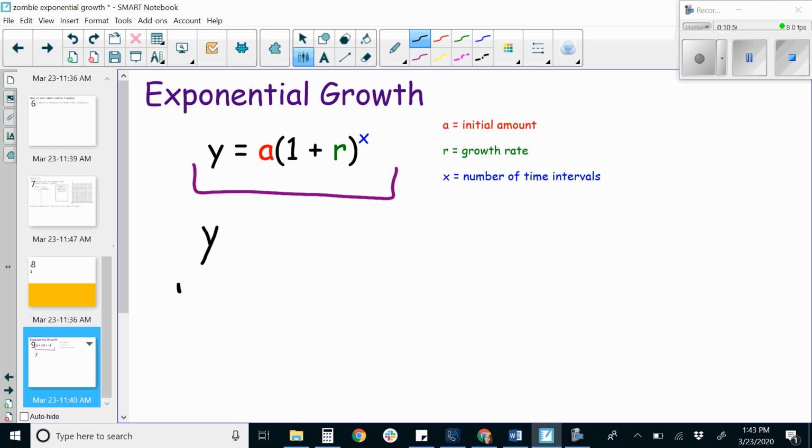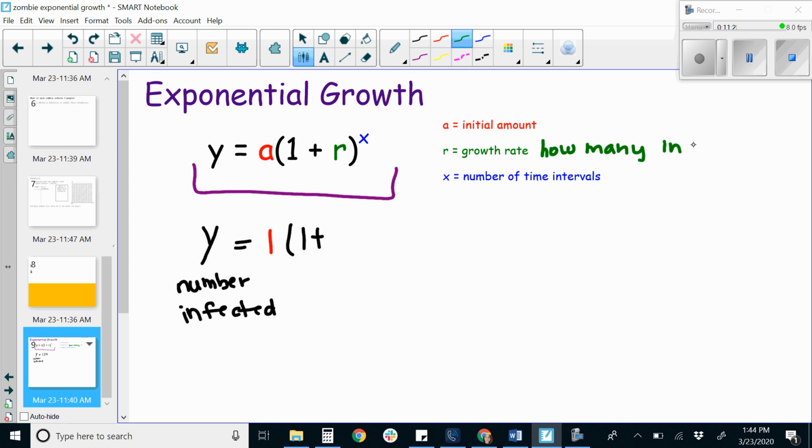Y was actually the number of people infected. A is the initial amount. So in this problem, we started with one person being infected. Now, inside the parentheses, we had a 2 because it was doubling each day. But the growth rate was really how many are infected each day? So each day we infected one more. The growth rate was 100%. It doubled each day.